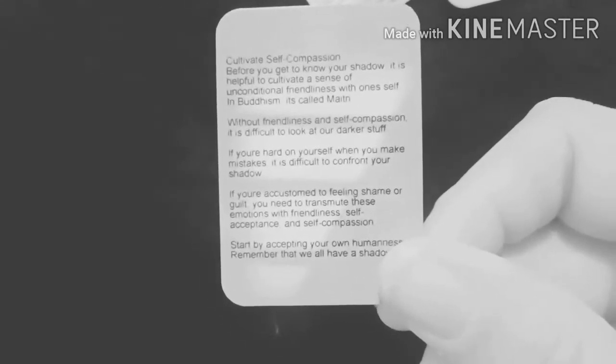Start accepting your own humanness. Remember that we all have a shadow. So maybe a lot of you are hard on yourself. You're not very nice to yourself. So the very first starting point for you guys is being kind to yourself. Start by accepting your own humanness. Accept your faults. Accept that you're not perfect.